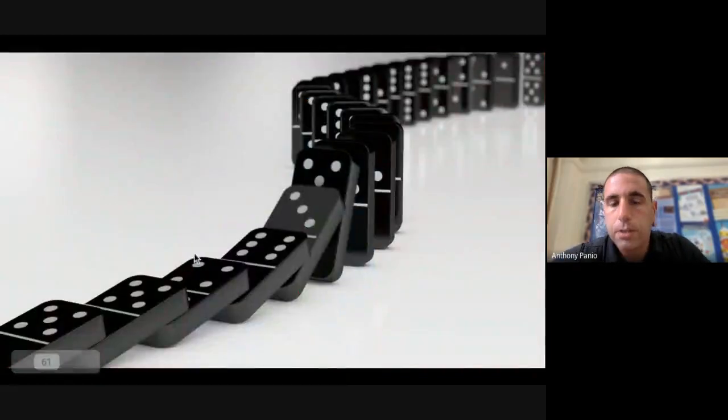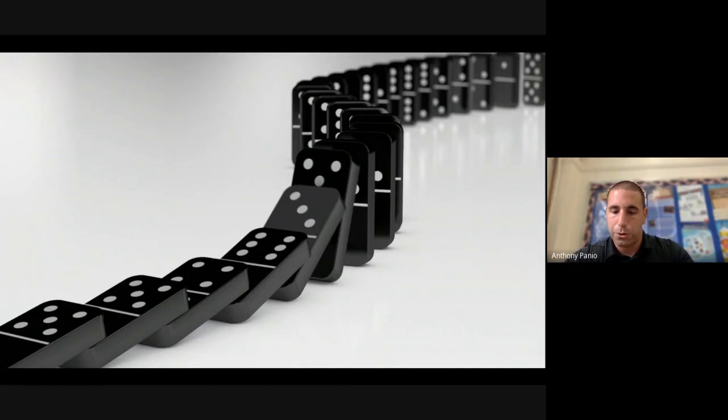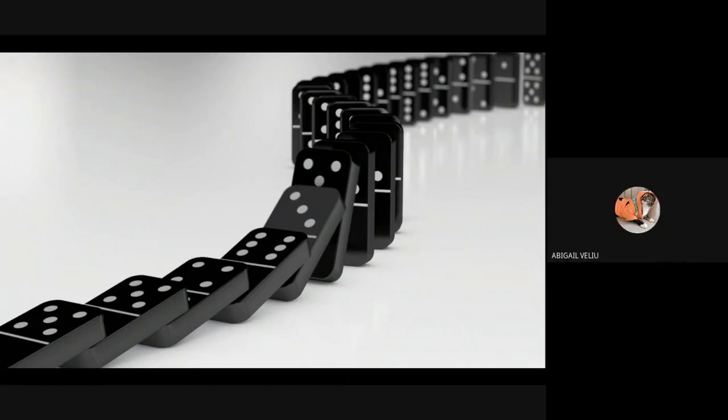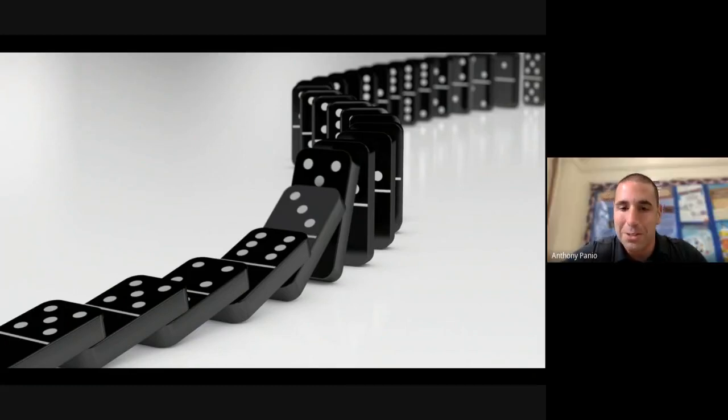Okay, so what is this a picture of? I feel like I'm talking to kindergartners or first graders. What is this a picture of? Domino effect. Yeah, dominoes. Okay, and the idea is, if you ever played dominoes or stacked dominoes, you hit the first domino, you hit the next. It's going to basically knock down all the dominoes in front of it.